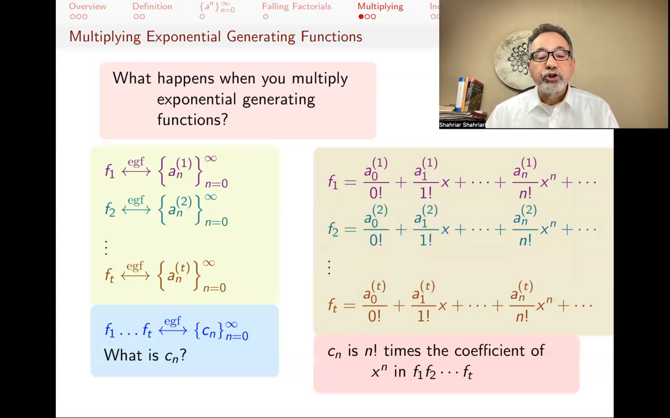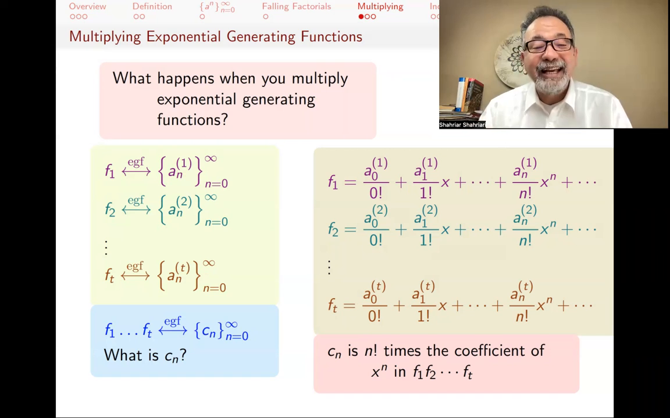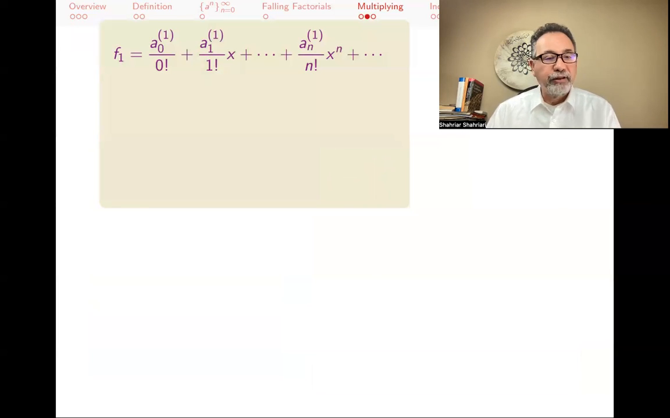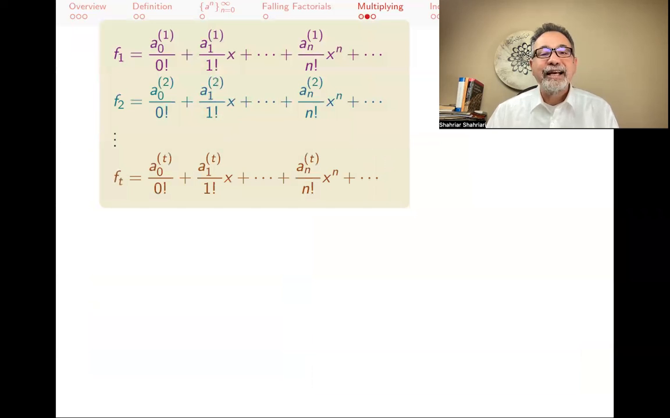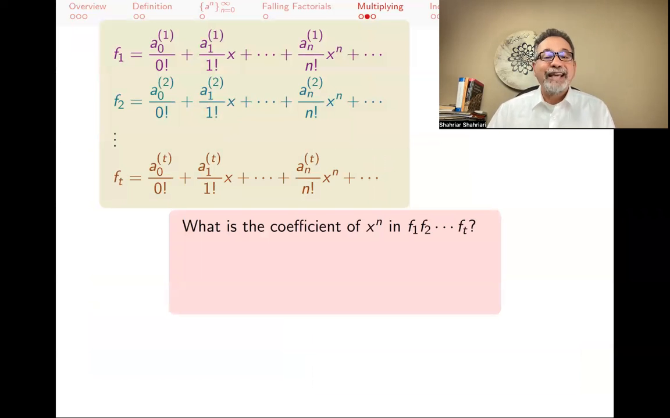Now, c_n is not going to be the coefficient; c_n is going to be n factorial times the coefficient of x^n in the product f1 through f_t. f1 through f_t, when multiplied, is the exponential generating function for c_n, but if someone gives you the coefficient of x^n in the product, you have to multiply it by n factorial to get c_n, and we're about to do that. So f1 is this, f2 is that, and f_t is that. The question is, what's the coefficient of x^n in the product? After I do that, I multiply it by n factorial, and I will get my c_n.